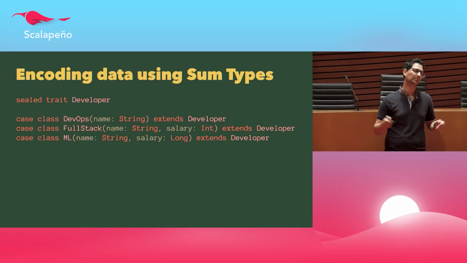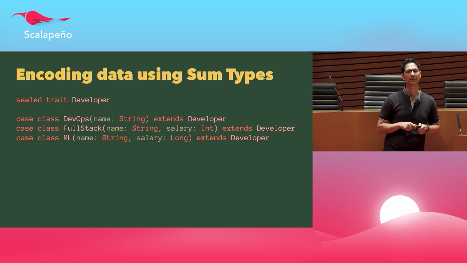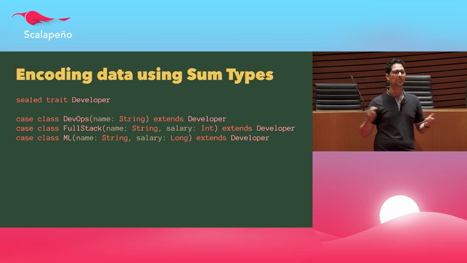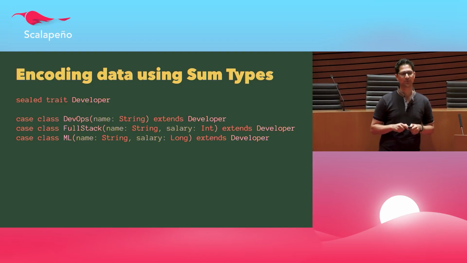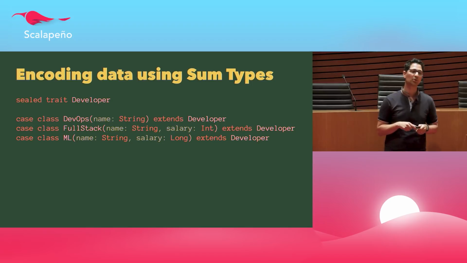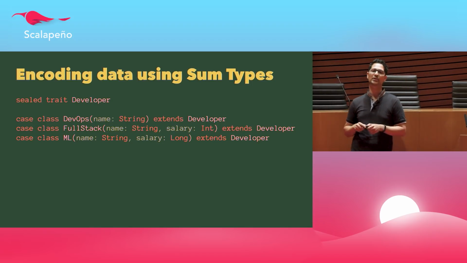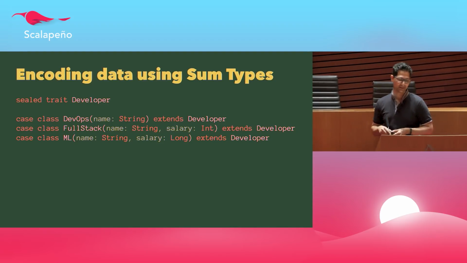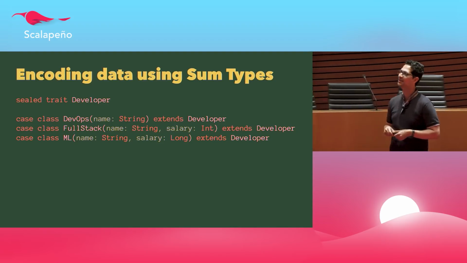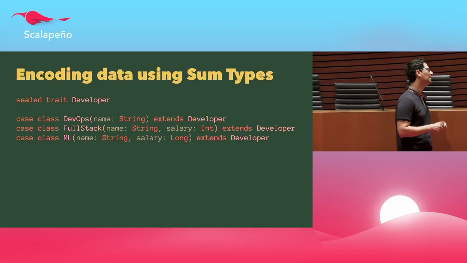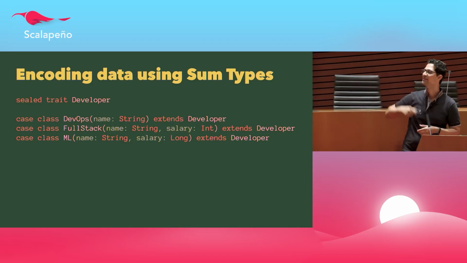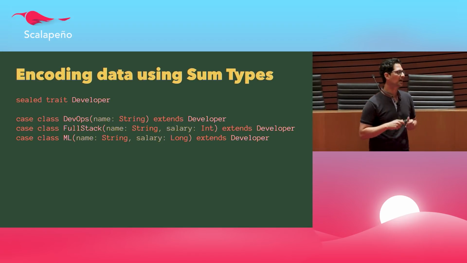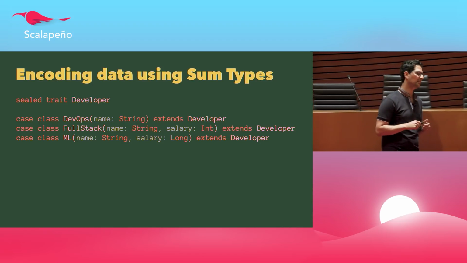So it's very simple. Here we have a developer trait, which is basically an interface. And you would have a DevOps, which extends this developer trait. Then you would have a full stacker with a salary in int. And then you would have an ML developer with a salary in long. And what does it really mean, this thing, right? Why would you want to encode your data this way? Why would you want to use this sum type pattern? This pattern, sum types, is also referred to as algebraic data types. So keep this in mind.